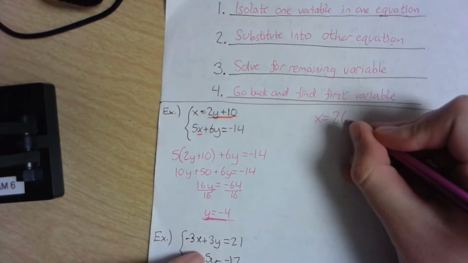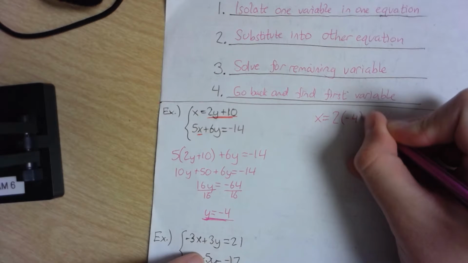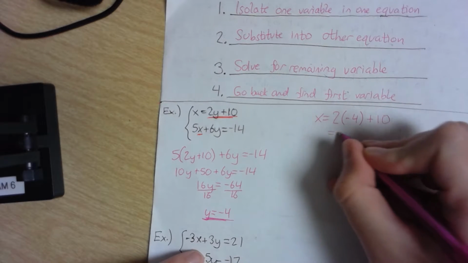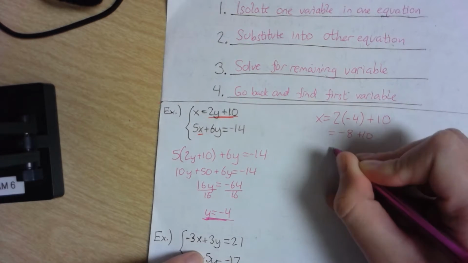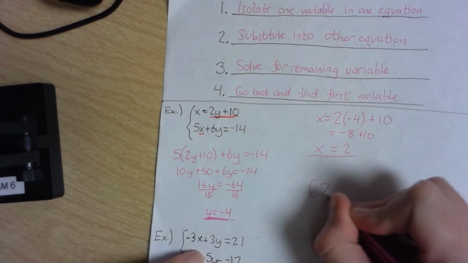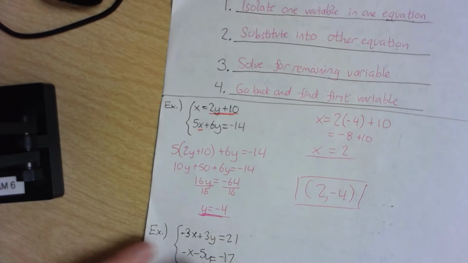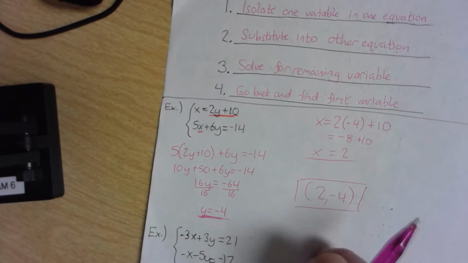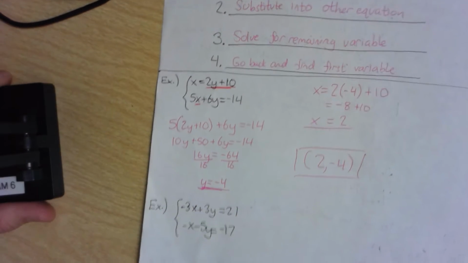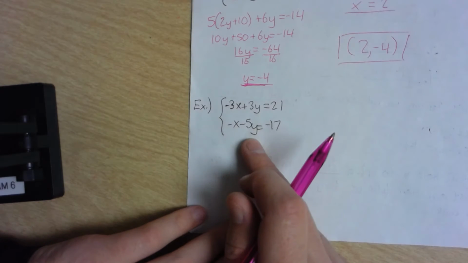All right, now we can go back and take x equals 2y plus 10. Since we know y, it's x equals 2 times negative 4 plus 10, which is negative 8 plus 10, which gives us 2. So 2, negative 4. That's our solution. We found that by substitution. All right, so moving on.